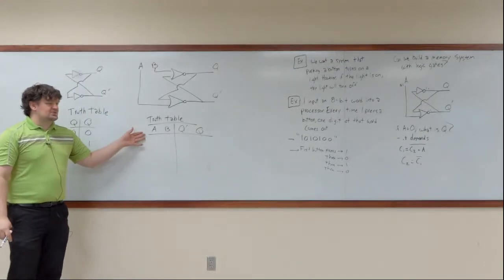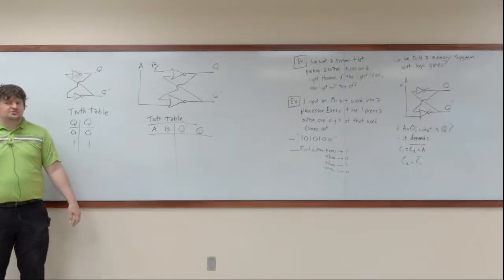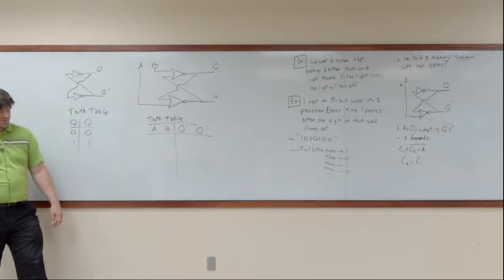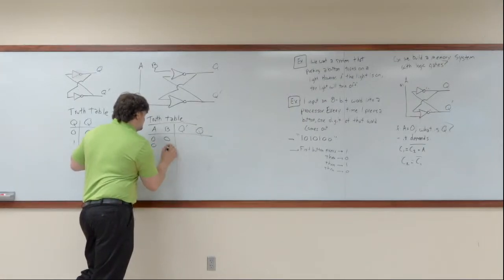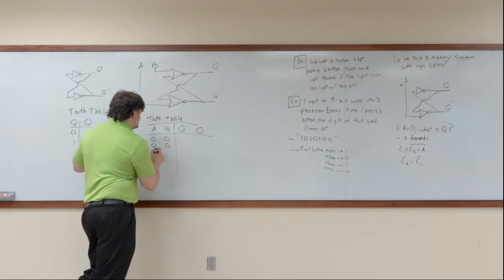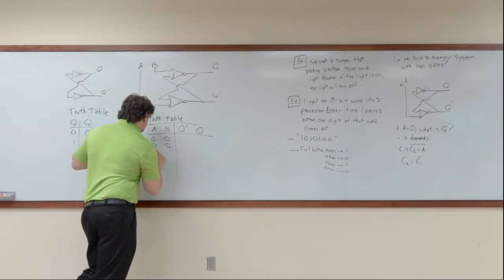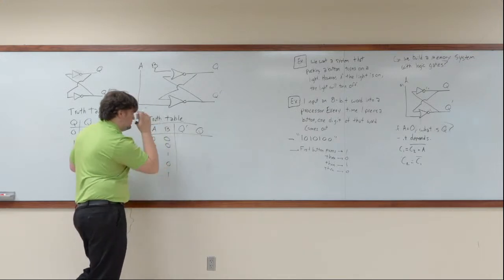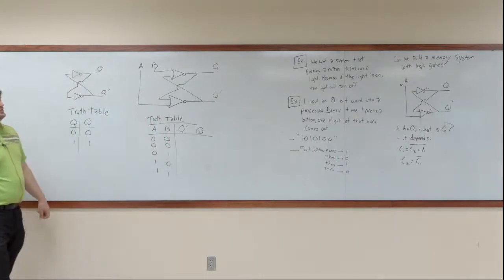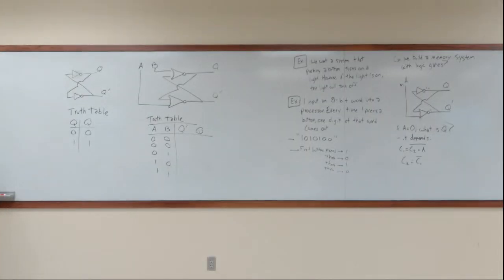So since we have two inputs, how many total entries to this table do we have? 4. Although I'm going to, spoiler alert, write 0, 0 twice. So we end up with 5. My bad. 4 is the right answer, but 5 is the right answer. It's the righter answer.